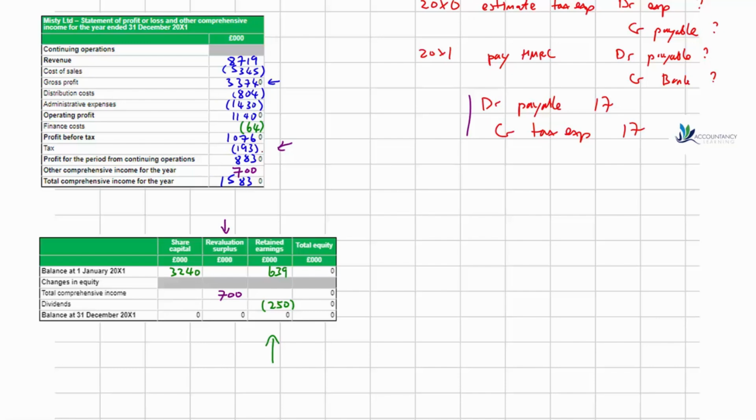So that figure of 883, that can now go into our statement of changes in equity. So as part of our total comprehensive income, we've got a profit of 883, giving us again the same number, 1583, as our total comprehensive income. We had no revaluation surplus at the beginning. Okay, there was nothing in the trial balance, was there? So we can see that we've got a total figure here of 3879, and then we can just put in the other totals.